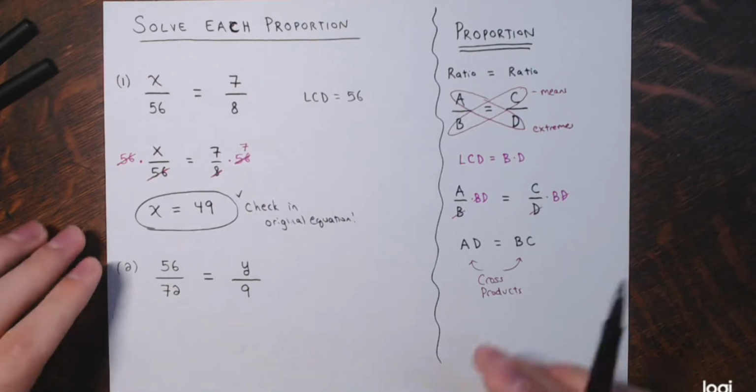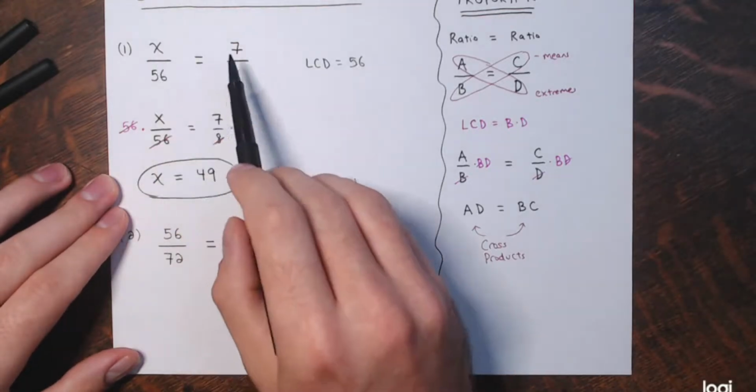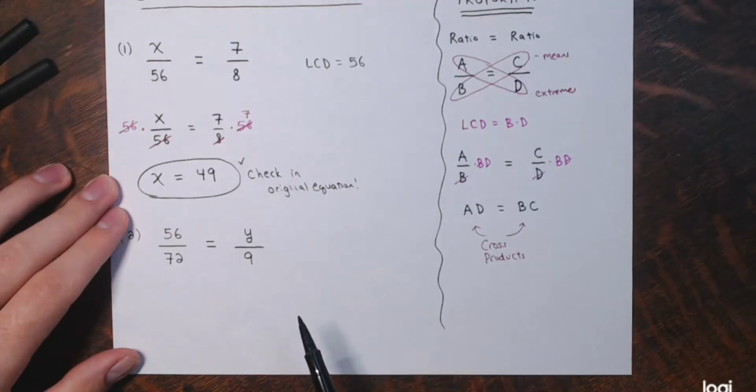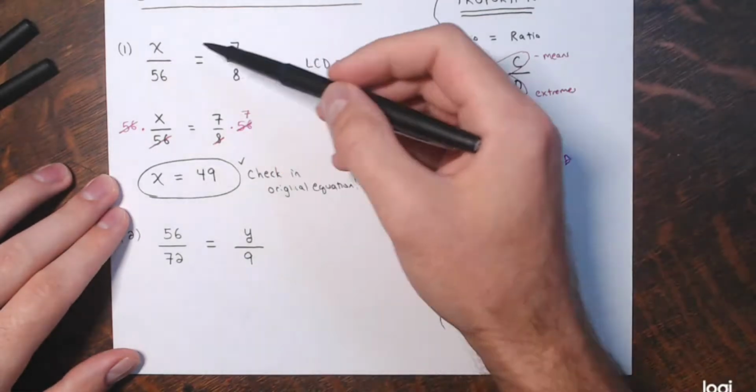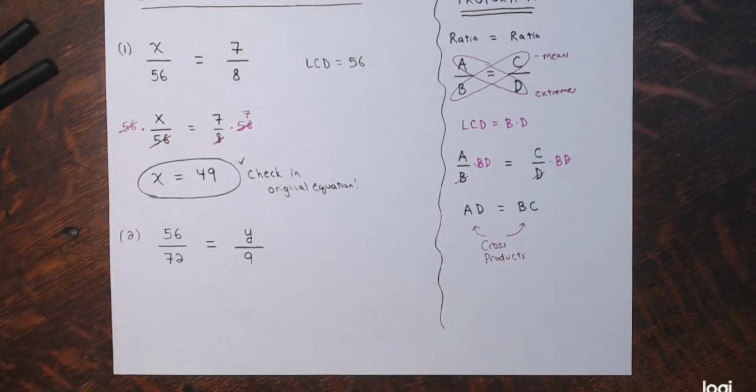Next question. Now, in the first example, both these fractions on the sides were simplified already. The numerators and denominators of these didn't have any common factors. I'm going to make a little note here for example 2.